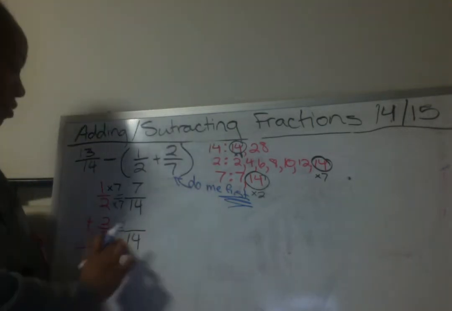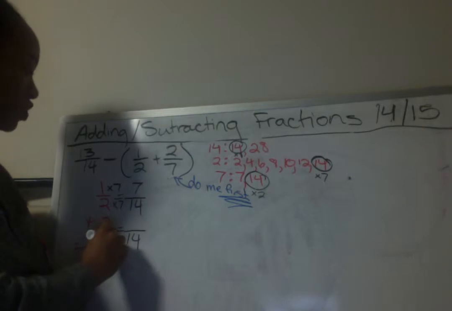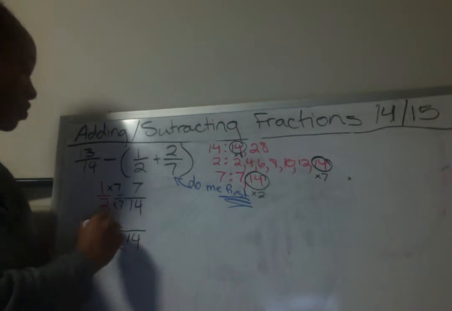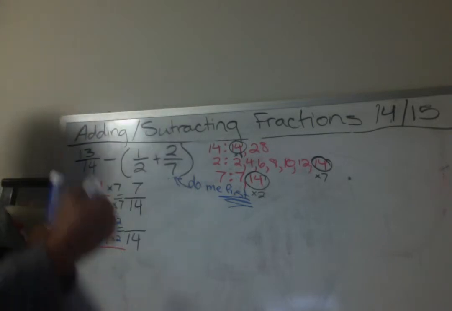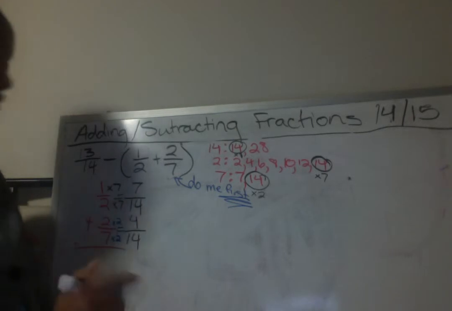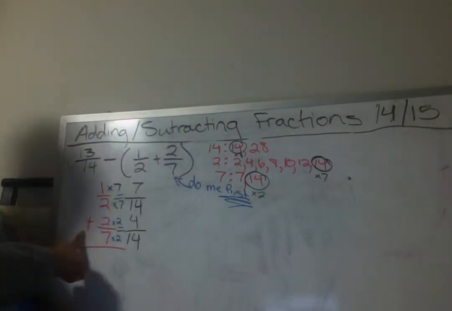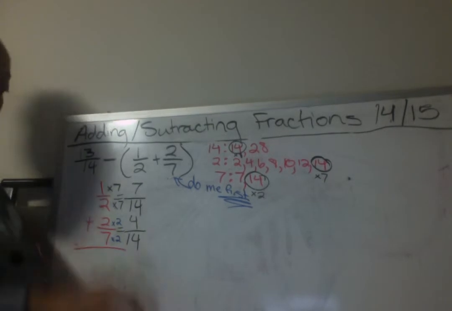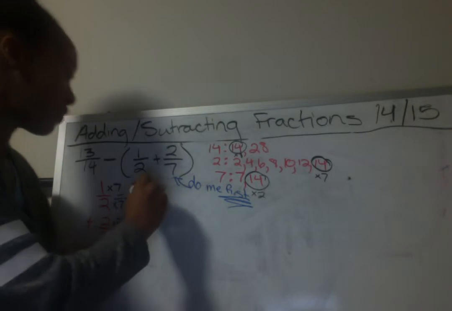On the bottom, to get to 14 from the 7, 2 times. 7 times 2 is 14. Whatever I do to the bottom, I do to the top. 2 times 2 is 4. Now, if you need to model this out, remember what operation you're doing. We are adding. So I'm going to draw my 7/14.